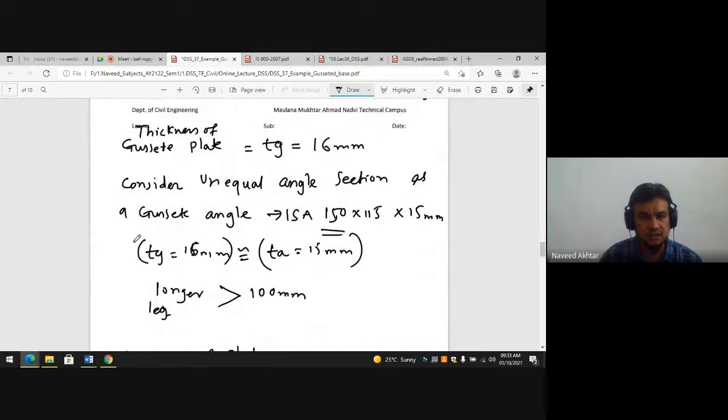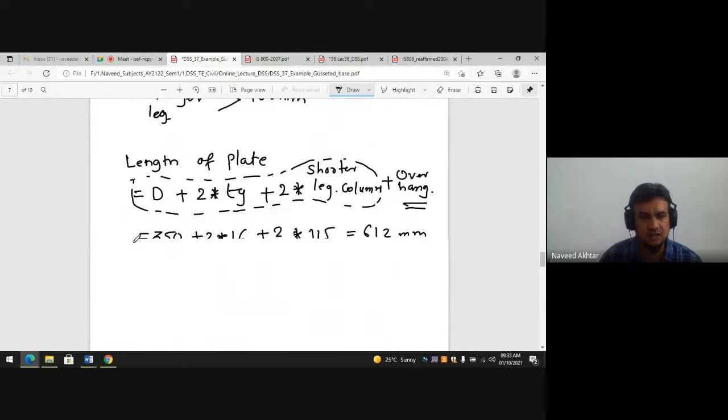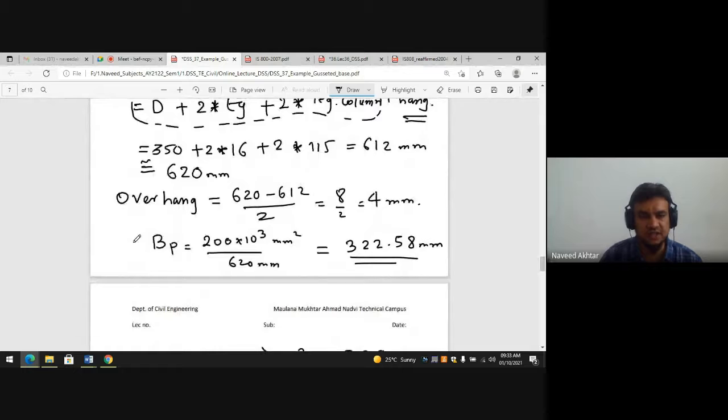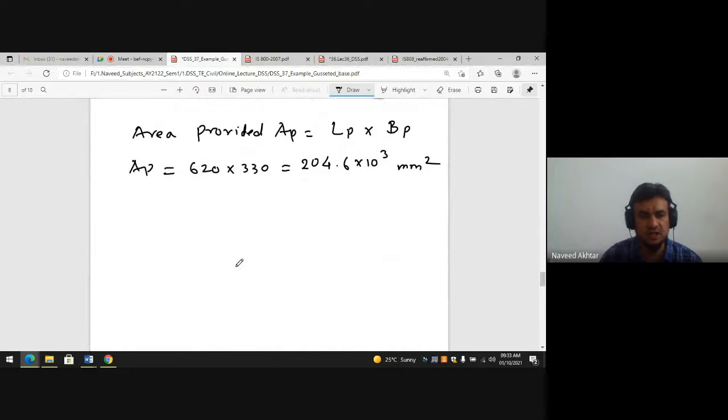Then you find out the length of the plate material and the width of the area required and provided. Now step number 5: find out the intensity of upward pressure due to the concrete.